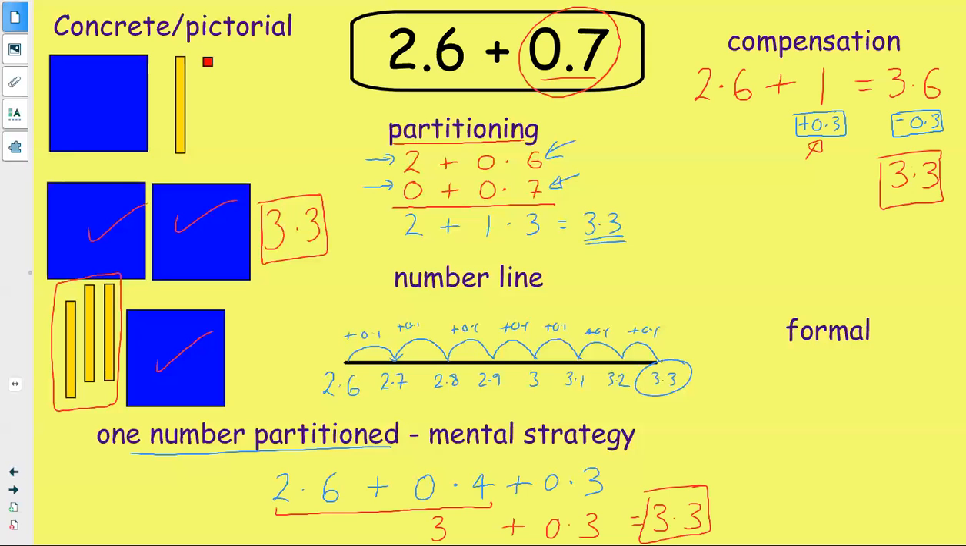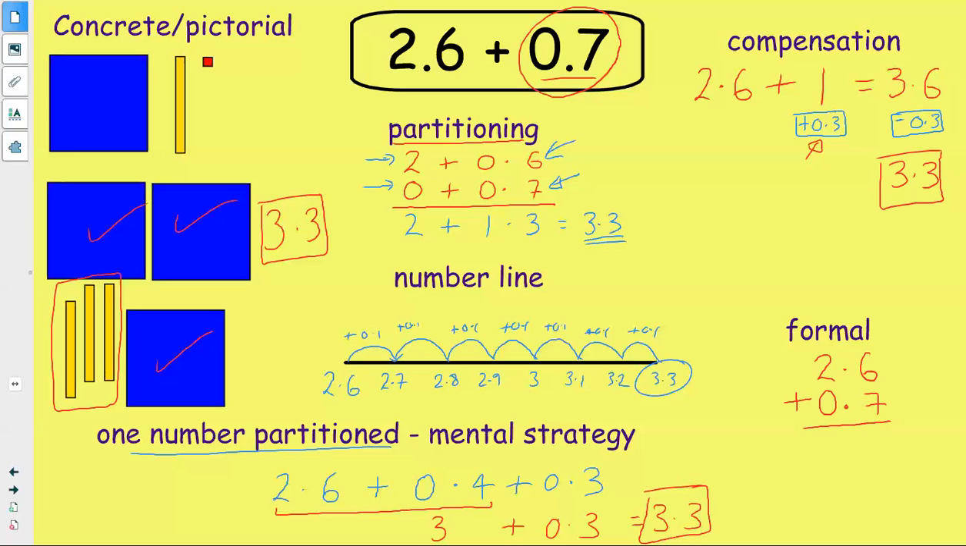And then there's a formal method, or the column method, or the up-down, upstairs, downstairs method. I've heard many different words used to describe it. So you're just placing one on top of the other. You're making sure that your decimal point lines up with each other. And you're going to add each column.